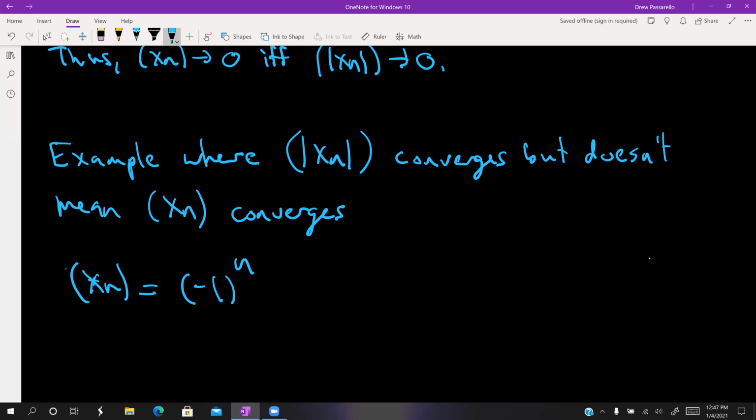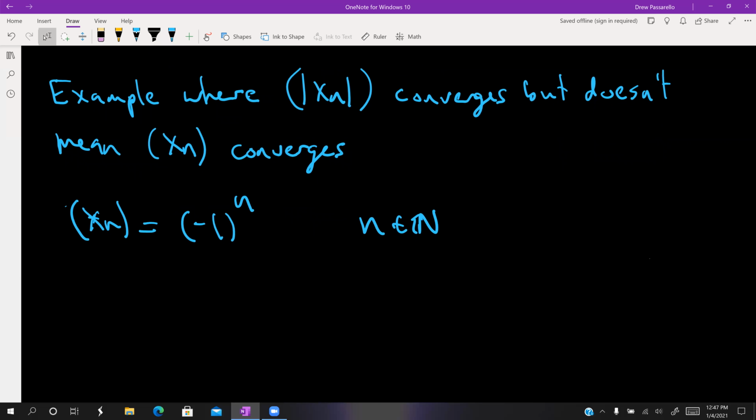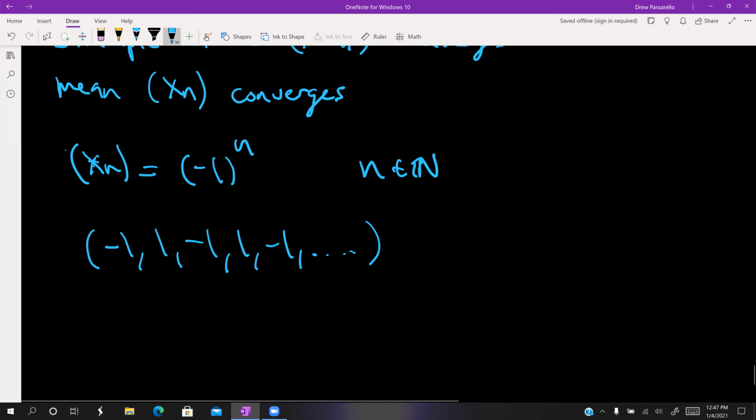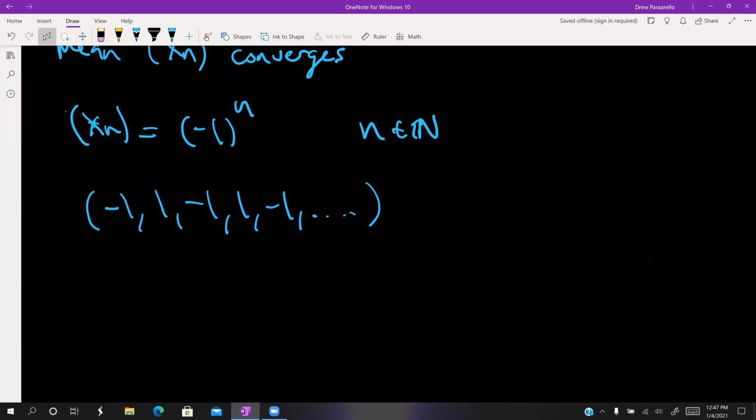And again, n is some natural number. So xn is going to be a sequence that alternates between -1 and +1, right? So (-1) to the first power is -1, (-1) squared is +1, and then it just keeps alternating. So the sequence does not converge to a particular limit. So xn does not converge.